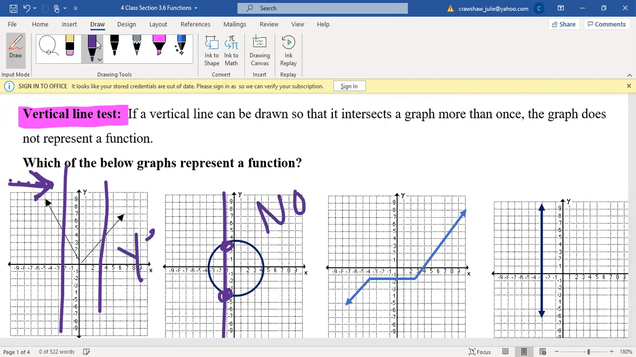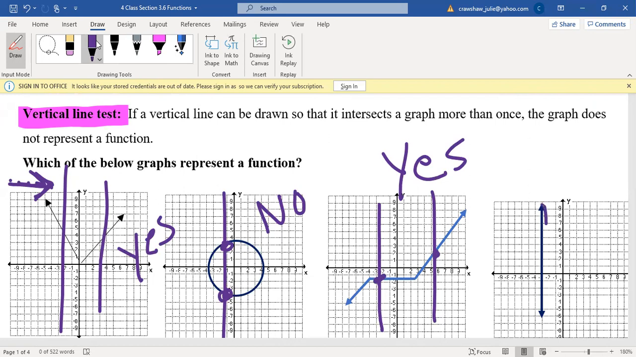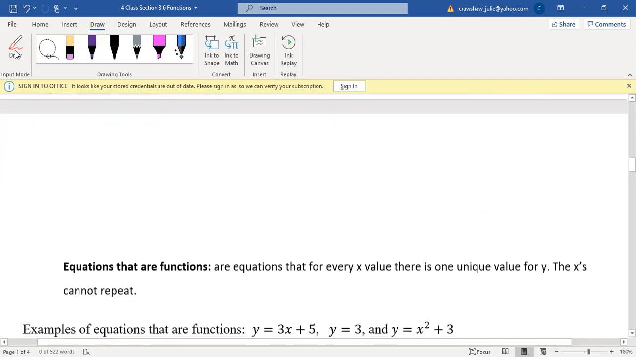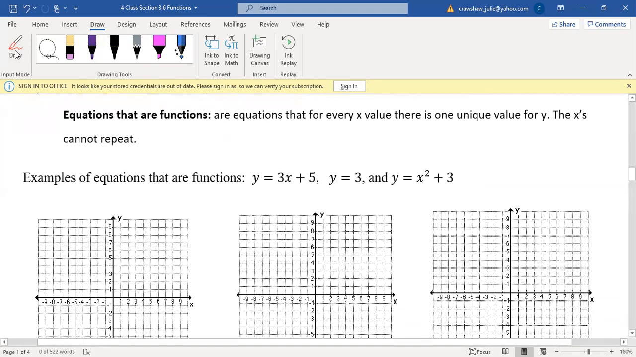So the first one was yes, because every vertical line only touched one point. The second picture was a no, because it touched 2 points. The third picture is also going to be a yes, because it only touches 1 point. Every vertical line will only touch 1 point. Now my last picture is a vertical line. If I draw a vertical line on top of a vertical line, it's touching an infinite number of points. So that's got to be a no. Because for functions, a vertical line can only touch 1 point as it goes through the entire graph. So that's how we can tell if we're given a picture.